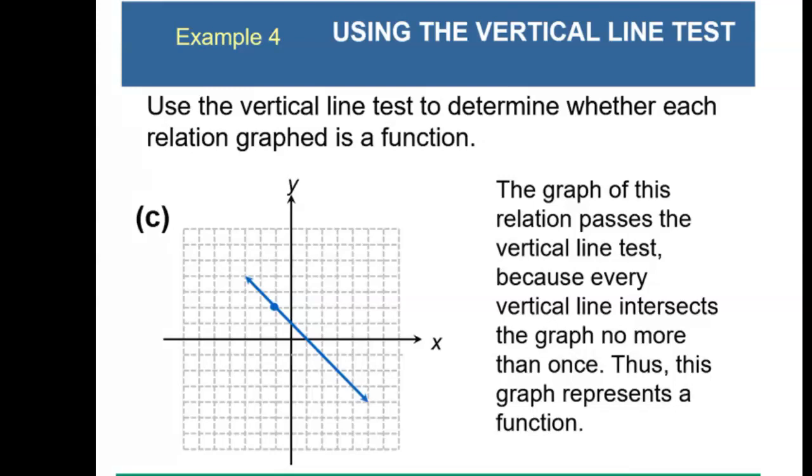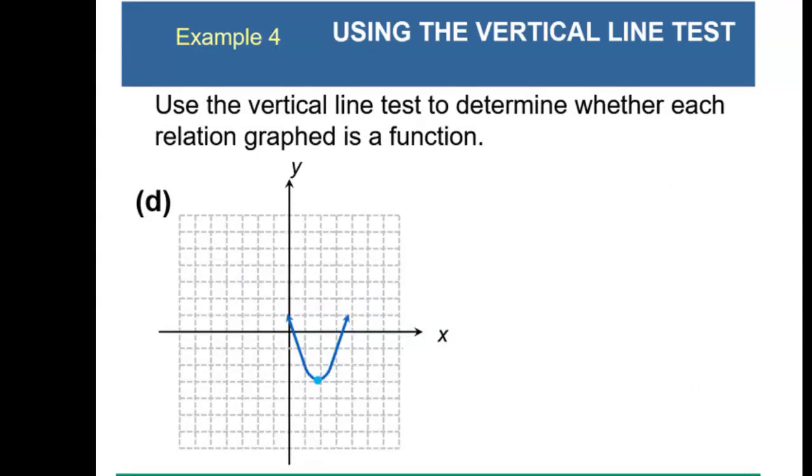Okay, and so here we're going to consider this relation, and so this graph passes the vertical line test because every vertical line drawn meets that graph in just one place. So this relation is a function. Okay, and we'll continue on and do a couple more examples. So here, this relation is a function by the vertical line test because our vertical lines meet the graph in at most one place.